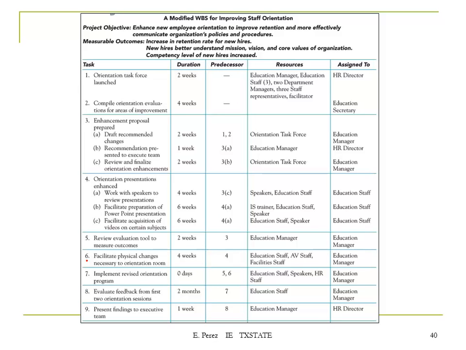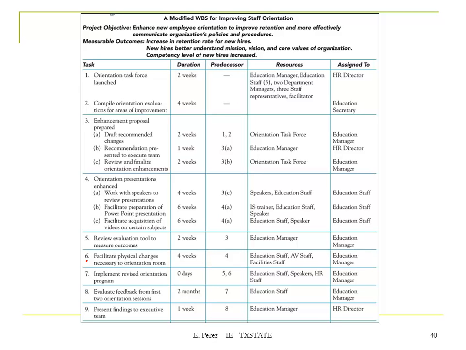So this is a modified work breakdown structure for improving staff orientation. We have the project objective here at the top: enhance new employee orientation to improve retention and more effectively communicate organization policies and procedures. We have the measurable outcomes, and then we have the tasks. For example, orientation task force launch, that's going to take 2 weeks. There's no predecessor for that. You have the resources that are going to be involved in that task, and you also have the person who is responsible for that task.